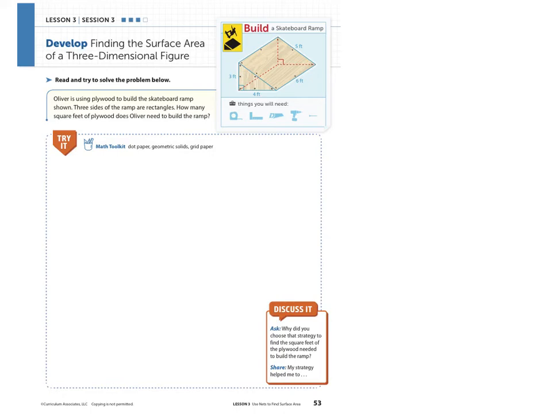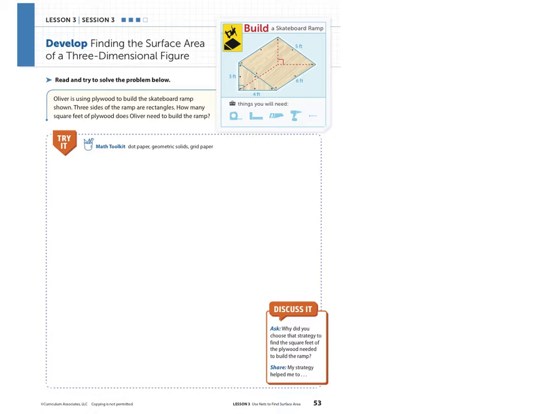Right, we're going to skip session 2. So you might have come into this thinking we're following right along, but you actually need to be on book page 53. This is session 3. Session 2, we're going to do part of it together in class. Okay, but this is to develop finding the surface area of a three-dimensional figure.